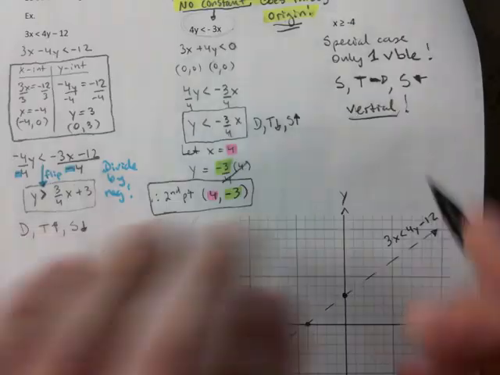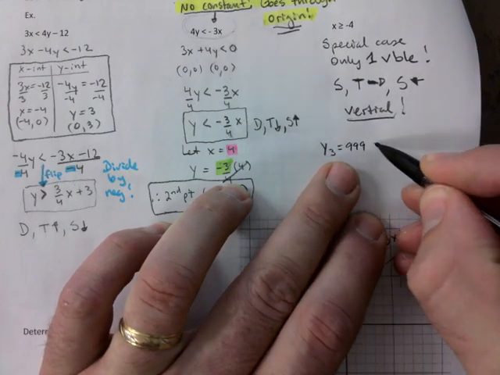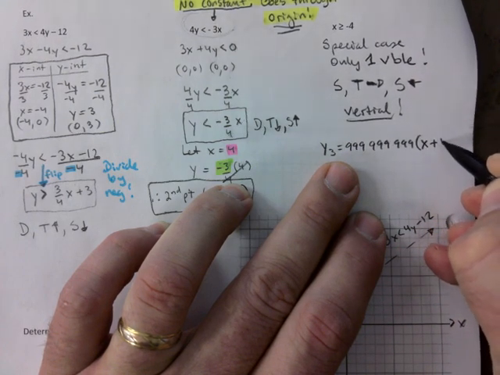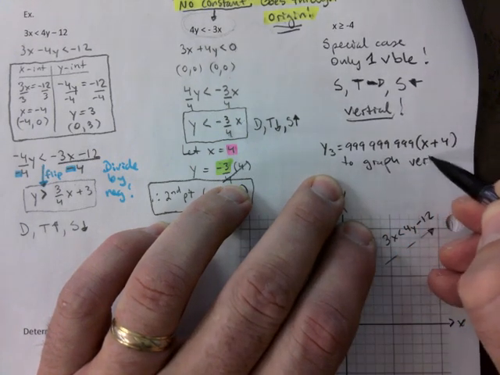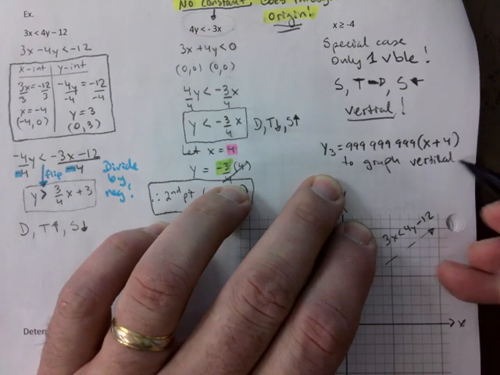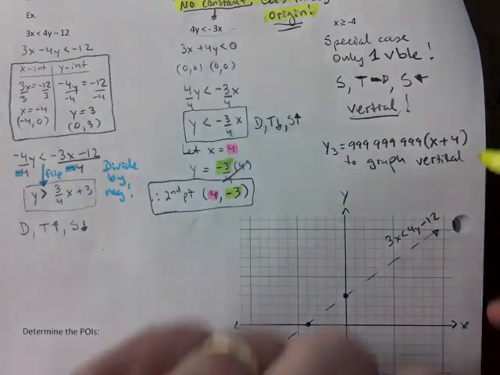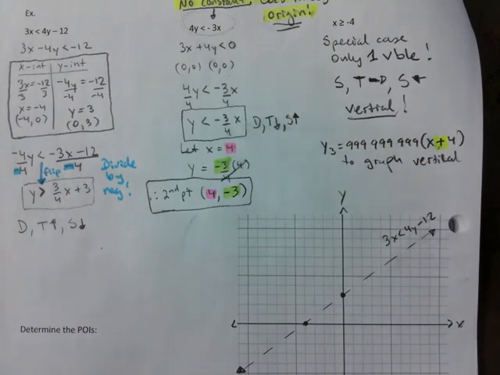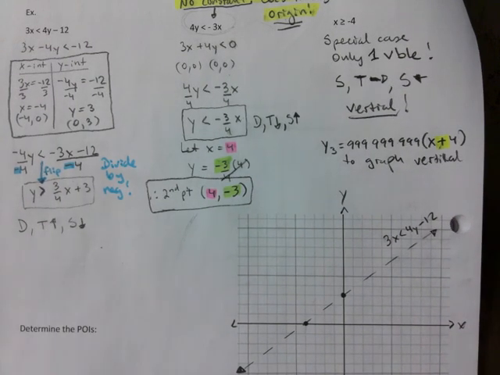Do you need that in your notes? I don't know. I will say this: y3 is equal to x plus 4 to graph vertical. Vertical. Okay. And I will make sure you see that this is positive, right? Okay, so let's go ahead and graph that.